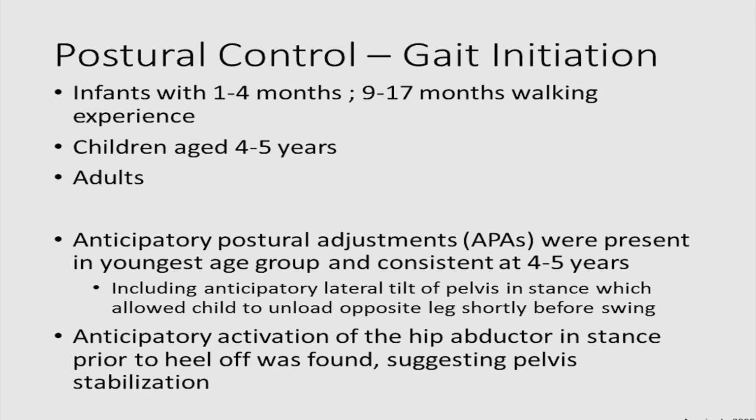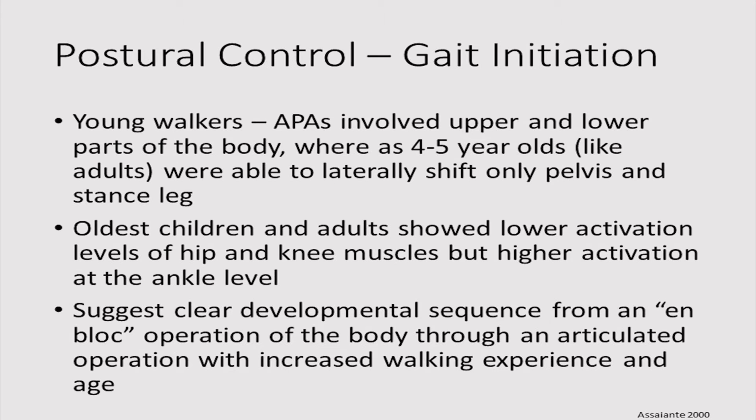So this included a lateral tilt of the pelvis in stance, which allowed that child to unload the opposite limb shortly before swing. In this same study, they found that those APAs involved both upper and lower parts of the body in the youngest groups, whereas in 4 to 5 years old, it was more in just the pelvis and the lower extremity and that stance leg once they were 4 to 5 years old and into adulthood. So this suggests that our younger kids with less walking experience have more of an en bloc strategy where they're moving their entire body as a unit, versus once we get to 4 to 5 years old, we have a much more articulated strategy, and that articulation happens with age and increased walking experience.